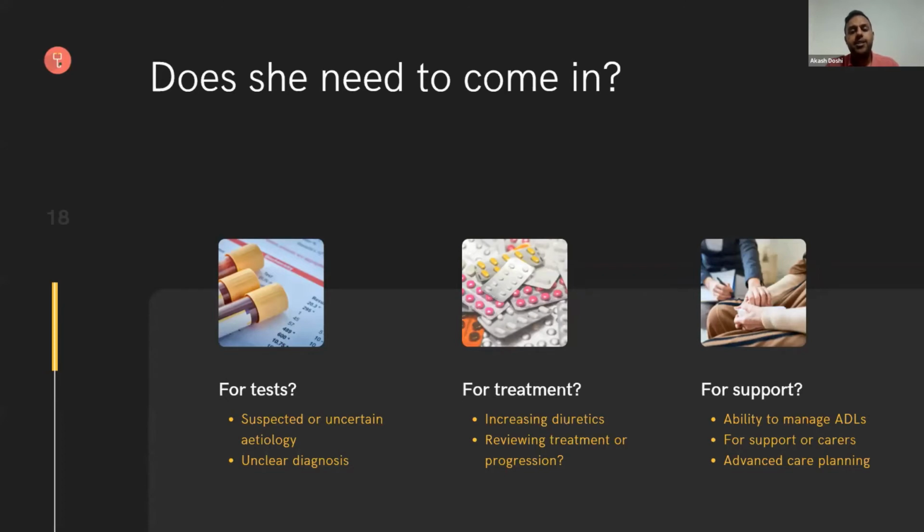Their inability to manage their usual daily activities, because the amount of fluid has resulted in them being so short of breath, they can't manage on their own anymore. And so they might need an assessment for some short-term support, or essentially, if we can get the fluid off, then they can go back to their normal daily activities.